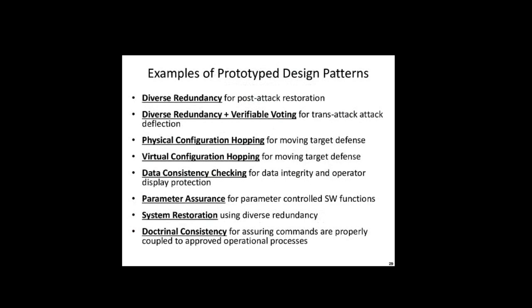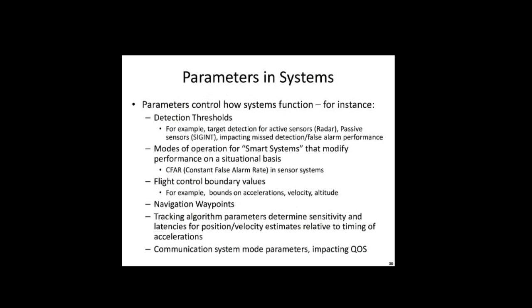My favorite design pattern from this list, there's a lot of them, and there's more, is parameter assurance. So let me say something about parameter assurance. When we design automation systems, as you well know, parameters are used to change thresholds. So in a radar, the threshold for detection is set as a parameter, and we make it a parameter so we can change it. And same for SIGINT systems. And those govern misdetections and false alarms. Well, if someone changes those parameters, he changes the way my radar works or my SIGINT system works.